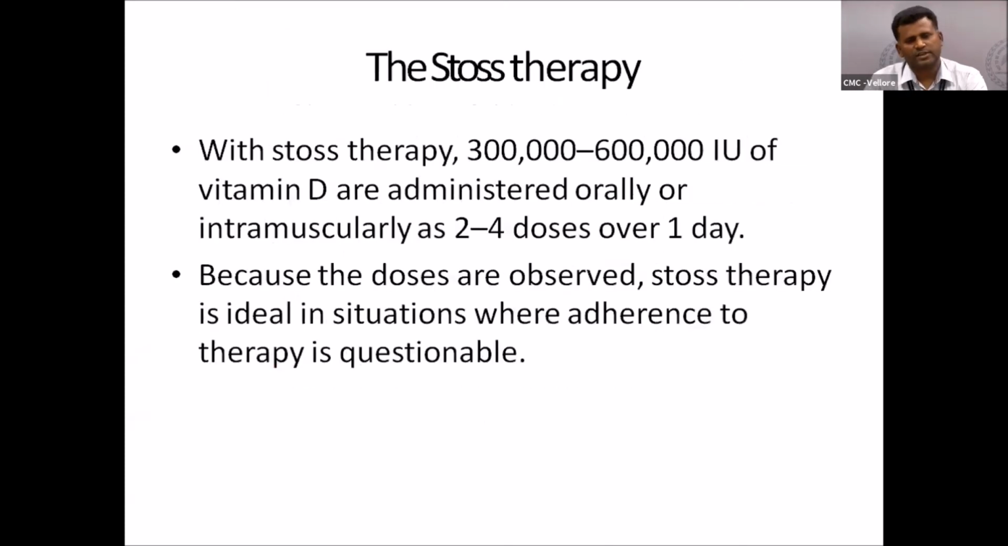And then there is something called Stoss therapy, which is very useful in children who are not very adherent to the treatment. It should be a high dose in divided doses, 2 to 4 divided doses. The recommendation is 1 day, but what we practically follow is 3 to 4 days. We can give 3 lakh to 6 lakh international units of vitamin D.